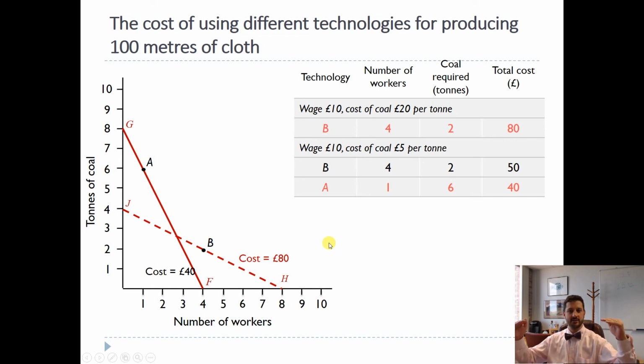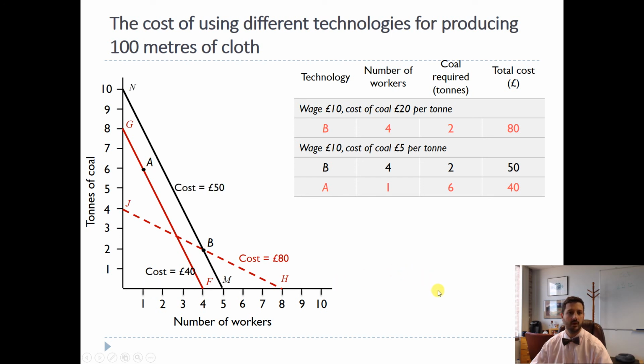So as the price of coal fell in Britain, firms wanted to use more coal and less labor because labor was still pretty expensive. And so they might move from point B, right, here it's in the right place at 4 workers and 2 tons of coal, to point A at 6 tons of coal and only 1 worker. That's that curve we just drew, right? That goes through point B. It would cost 50 pounds instead of 40 pounds, and so it would be more expensive. Firms wouldn't want to do it.